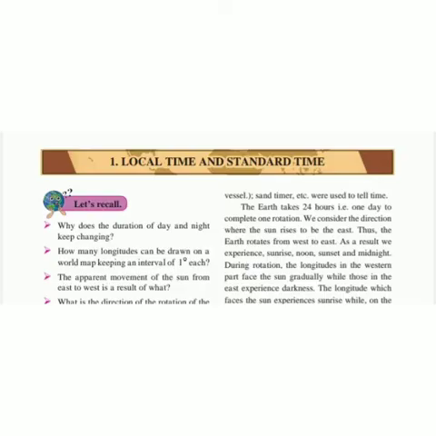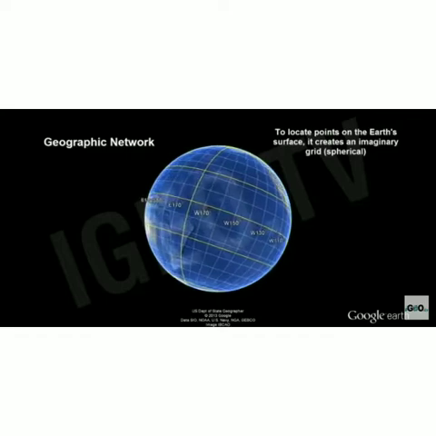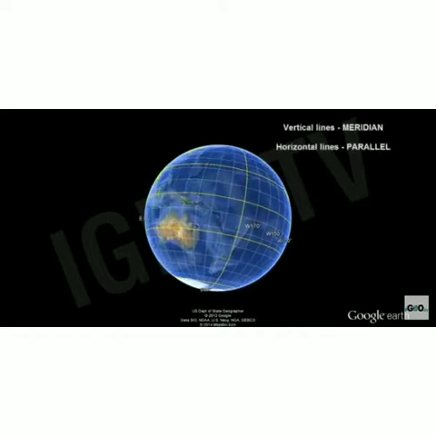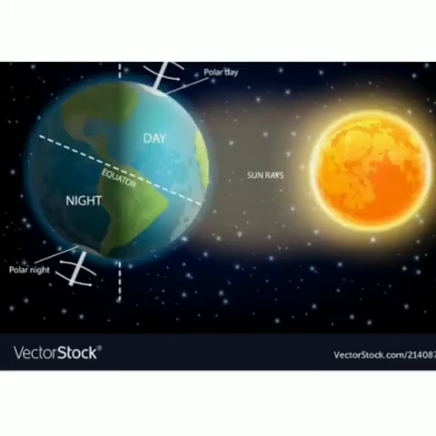In our first lesson, local time and standard time, we are going to study the calculation of time. So let's recall some interesting facts that you have studied in the previous classes. The earth rotates from west to east, thus we experience the sunrise in the east. The earth takes 24 hours to complete one rotation. The part of the earth facing the sun experiences day, while the part away from the sun experiences night.